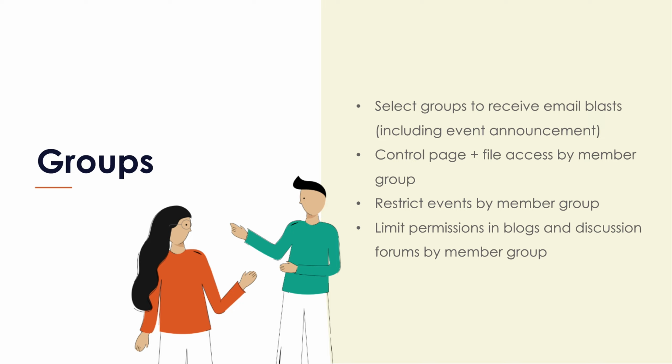I mentioned a little bit before, but groups are super useful because they can be set to receive specific email blasts. You can give them restricted access to pages and files on the system. And you can also limit some permissions on things like blogs and discussion forums based on member groups, so that only certain types of members have access to post or reply to those sorts of things.